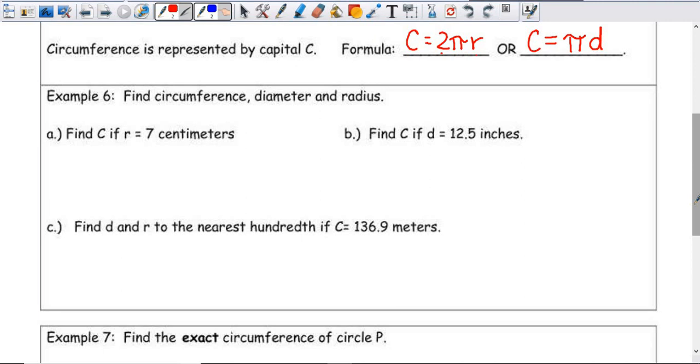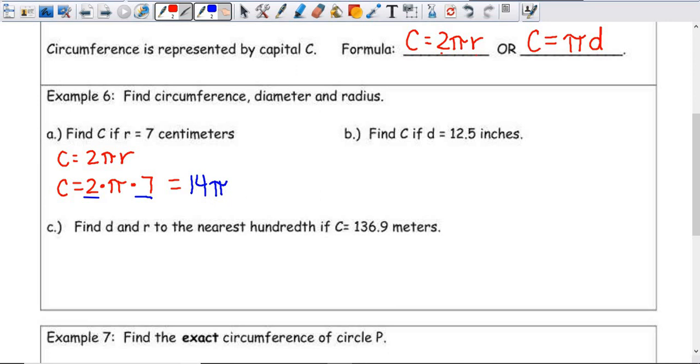So question A says to find circumference if the radius is 7 centimeters. If I'm given a radius, I should use 2 pi r because that one uses a radius. So my circumference is going to be 2 times pi times my radius. Now if you are leaving that in terms of pi, you should just multiply the numbers. So 2 times 7 is 14 pi.